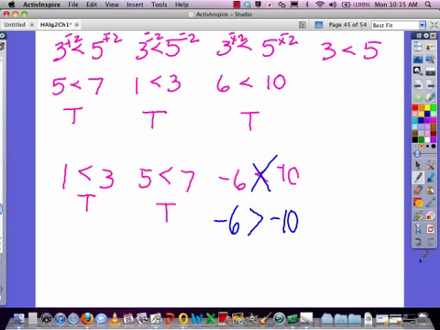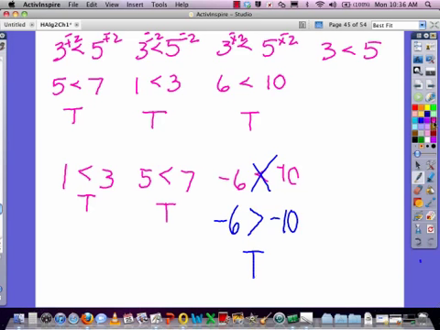You need to switch the inequality anytime you multiply by a negative number to make it a true statement. So now we have that true inequality. Negative 6 is greater than negative 10 because the greater the number is, the closer it is to 0. So closer it is to the right on the number line, lots of ways to think of it. So now we have a true statement.